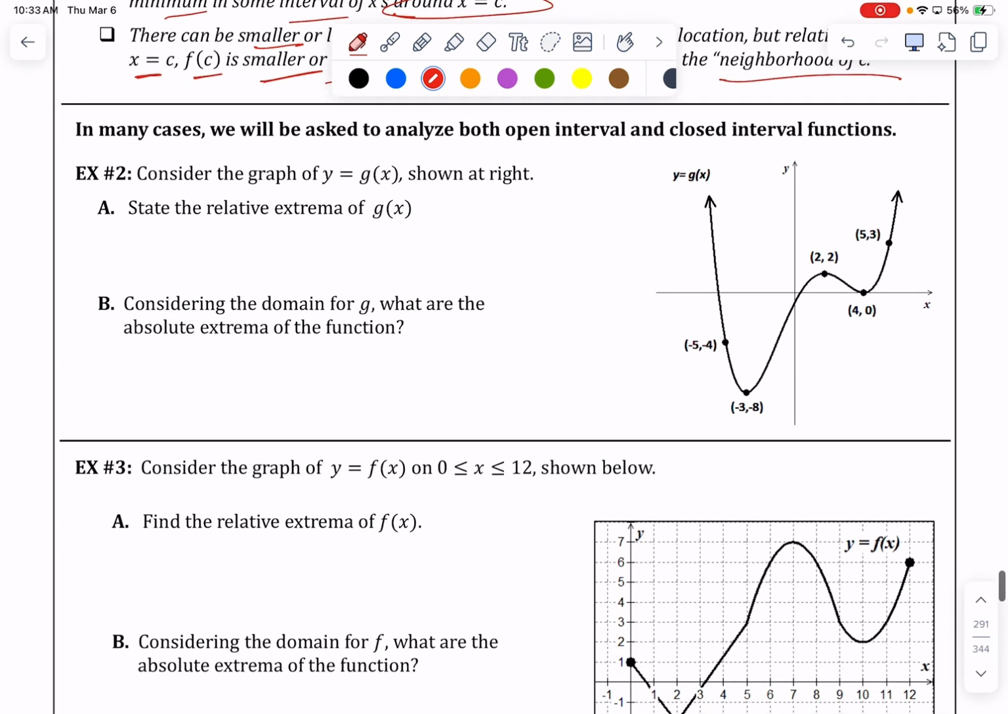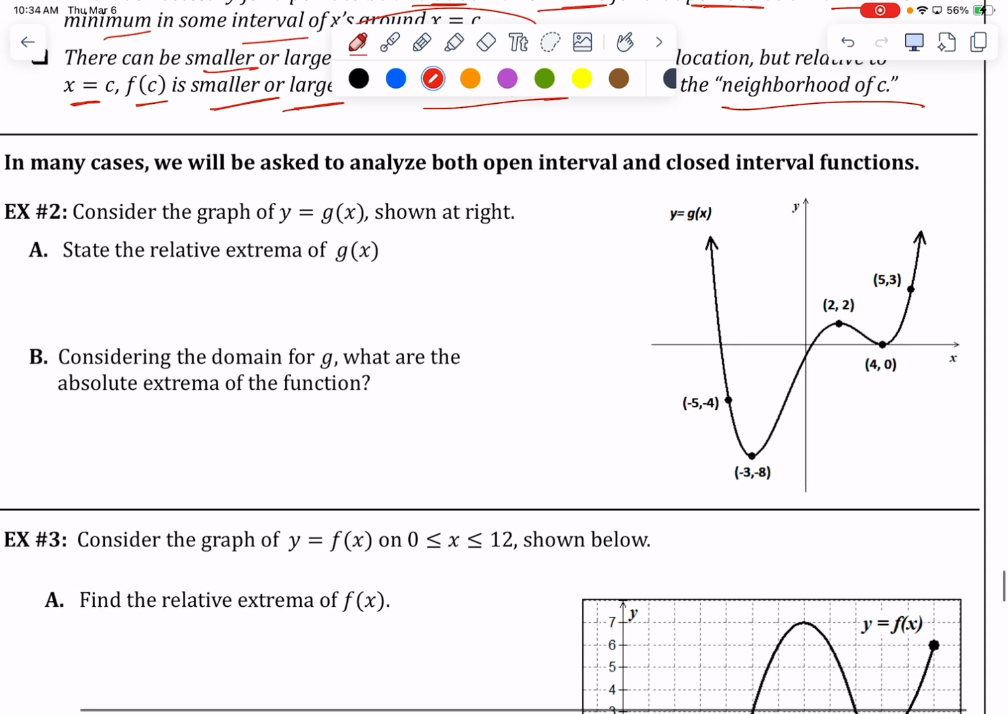All right, all that's pretty obvious. Let's jump in. In many cases, we'll be asked to analyze both the open and closed intervals of functions. Consider the graph. So here we're going to look at one with an open interval. This actually goes from negative infinity to infinity. Now, what I want you to notice is, first of all, there's multiple extrema here. There are multiple relative maxes and mins here. At (3, -8), you would call this a relative what? You'd call that a relative min.